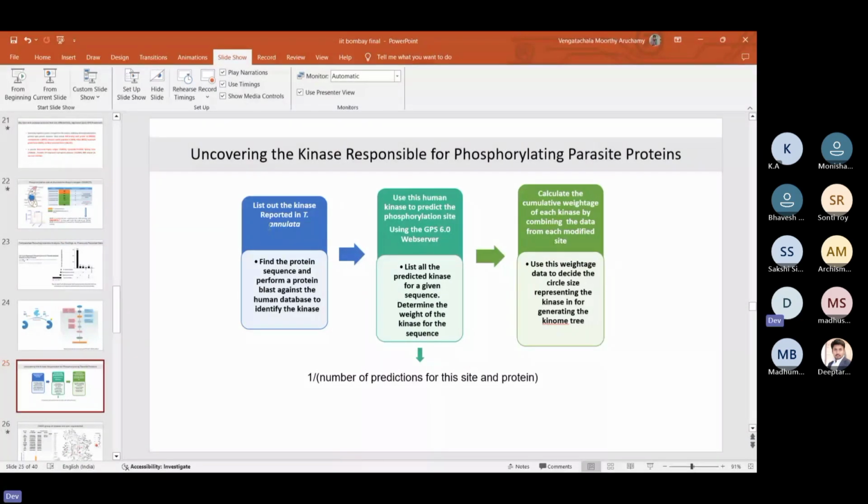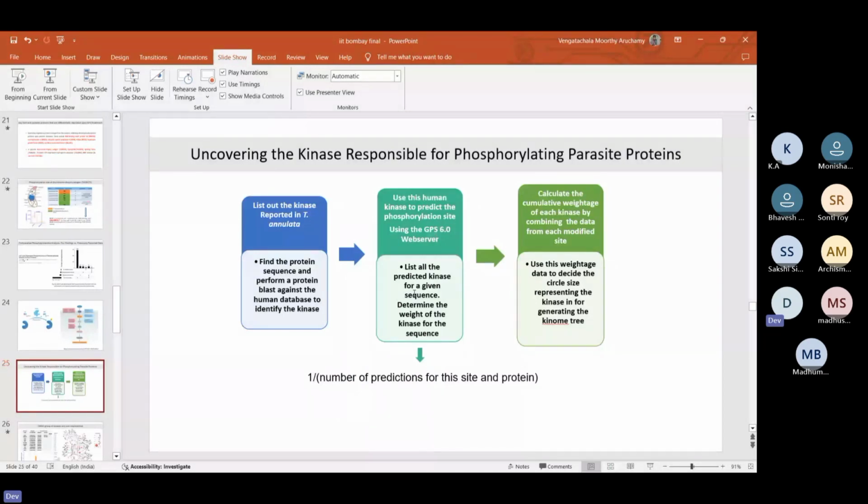So we first list out all the kinases reported in T. annulata, take the protein sequences, and perform a BLAST against the human database to identify the kinases. Then we use these human kinases to predict the phosphorylation using the GPS 6.0 web server. And for a particular phosphosite, there might be several kinases that will be predicted. So to analyze our data in an unbiased manner, we have followed one more parameter.